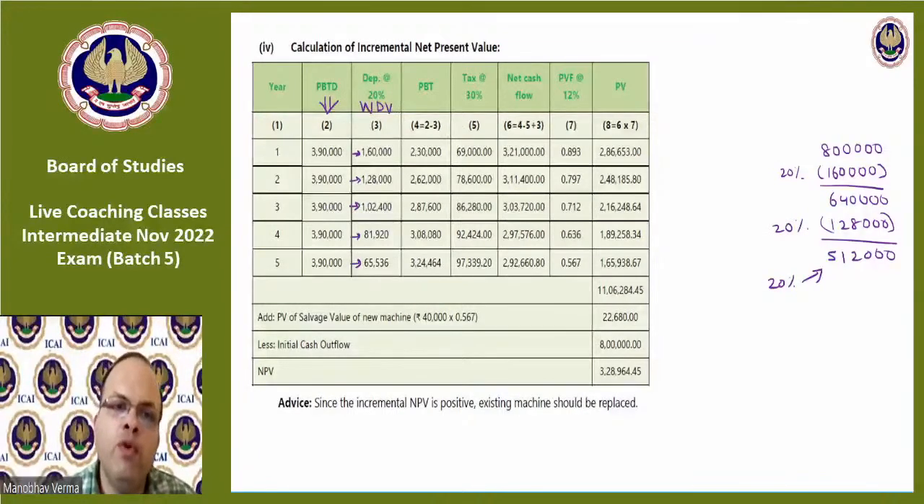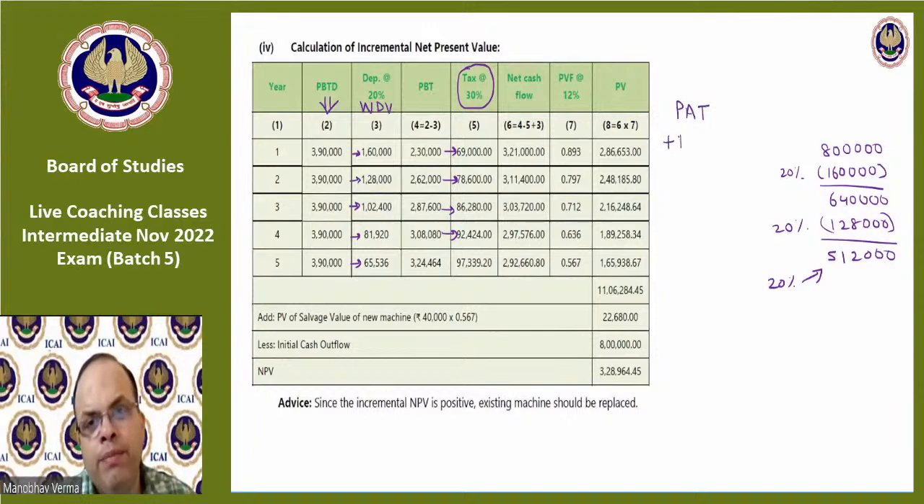So you get profit before tax after reducing the depreciation for all the 5 years. And now someone said that tax is there for 30%. Absolutely. Now I will deduct the tax of 30% from these numbers. 2,30,000, 2,62,000, and so on. And when you get profit after tax, please understand, don't forget to add back depreciation because it is non-cash.